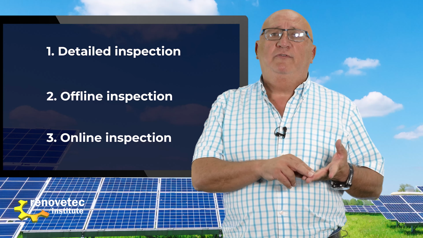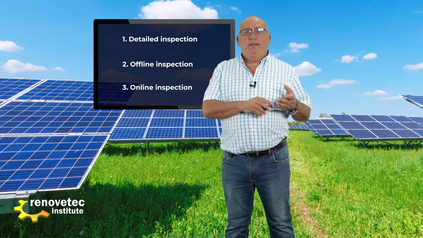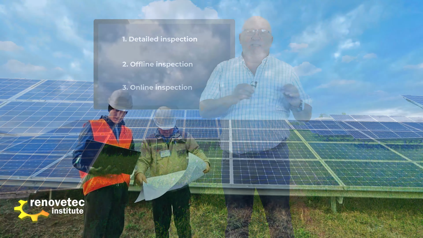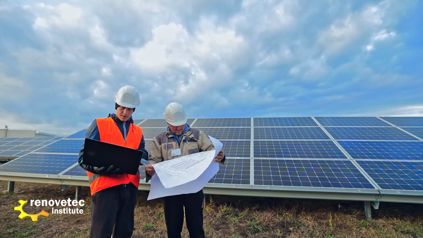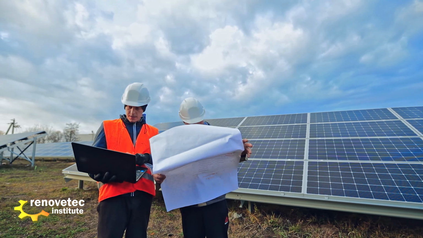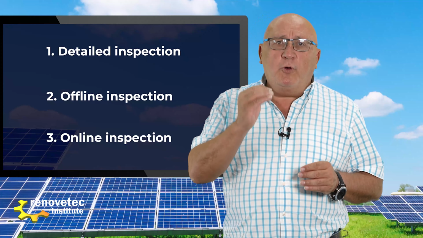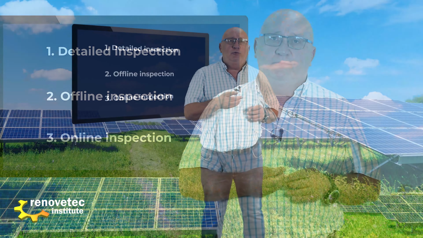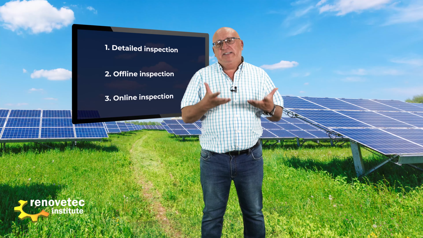Modules, structure, and inverters are normally arranged in strings. Then it's necessary to check string by string in a plant, and every string has at least 50 or 60 points to check. Do you want to know the content of this checklist?